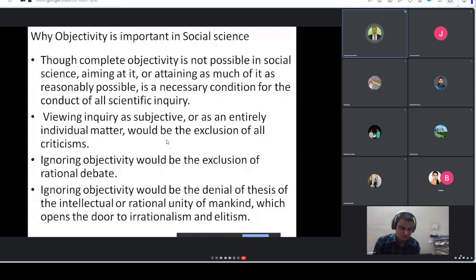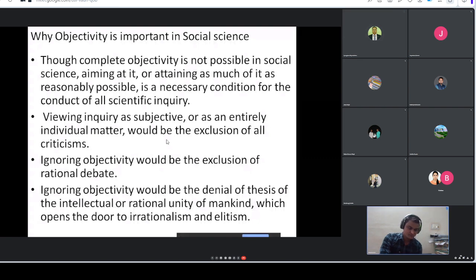That is why I'm saying objectivity is a necessary condition for the conduct of all scientific inquiry. We all know that 100% objectivity may be very, very difficult in social science research. But we should work, we should try, we should aim to achieve 100%. If we don't aim at it, then our research will not be a scientific inquiry. People will question our conclusion. People will say, oh, the social science studies, social science research are very, very biased.